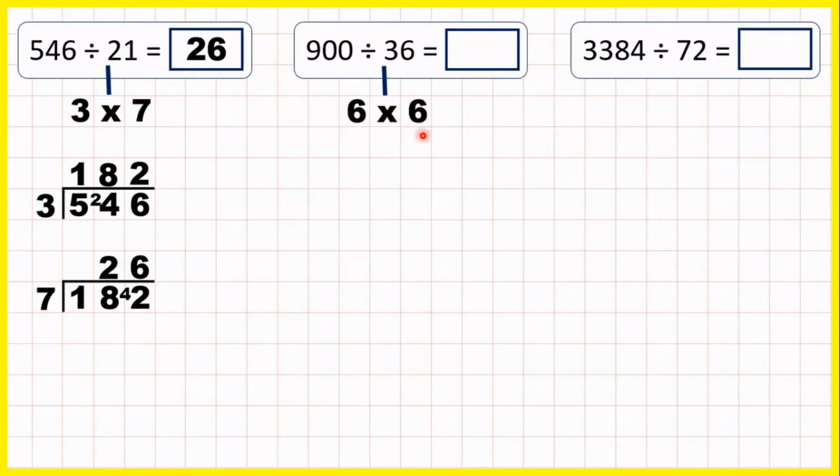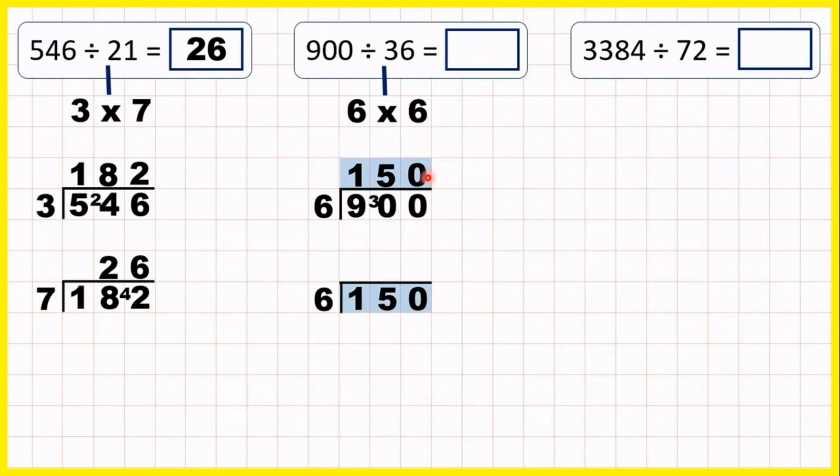Now 900 divided by 36. 36 is 6 times 6. So we can divide 900 by 6, then we're going to take our answer and divide it by 6 again. 9 divided by 6 is 1 remainder 3, 30 divided by 6 is 5, 0 divided by 6 is 0. So now we can take that answer, take the 150 and divide it by 6. Now taking the first 2 digits together, 15 divided by 6 is 2 remainder 3, and 30 divided by 6 is 5. So 900 divided by 36 is 25.